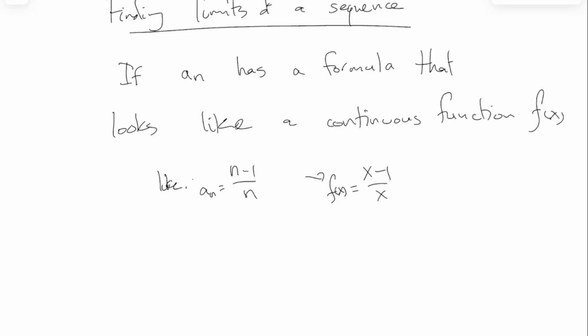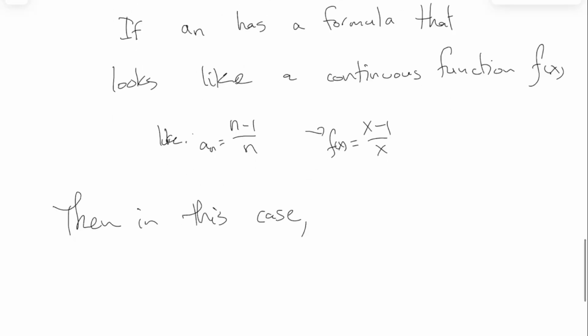So if an has a formula that looks like a continuous function f of x, then in this case, the limit as n goes to infinity of an will be the same as the limit as x goes to infinity of f of x. And so everything that you know about finding the limit of a function, you can use to find the limit of the original sequence. All right. And usually this will get you pretty far.